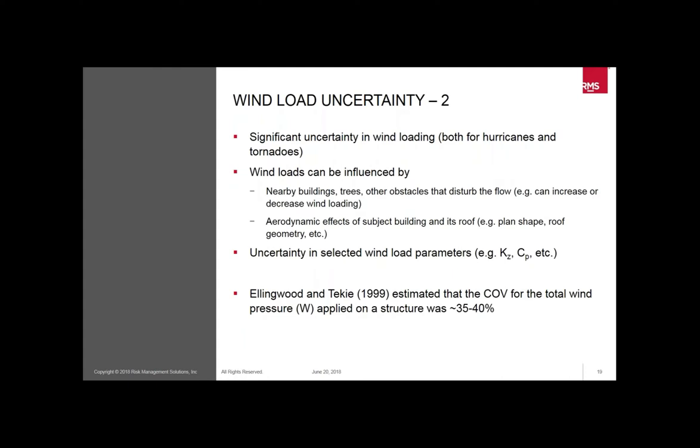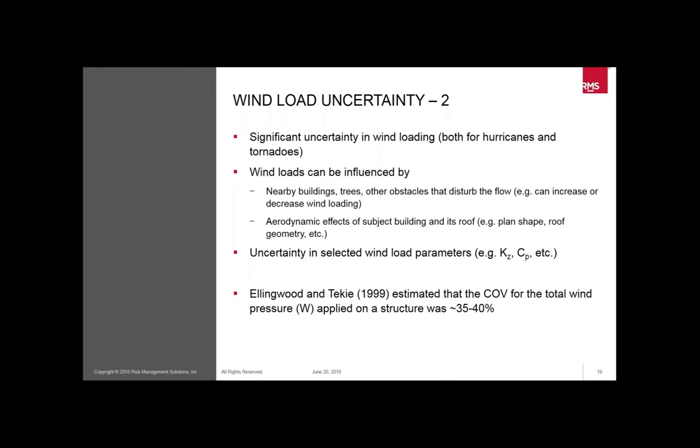And so where does this uncertainty come from? Some of it comes from just the overall gustiness of the wind, right? The wind doesn't blow at a constant speed, right? It varies with time. It can vary pretty dramatically with time. And so nearby buildings, nearby trees, other obstacles can disturb the flow around a building, and sometimes it can increase it, sometimes it can decrease it. The aerodynamic effects of a structure itself: does it have sharp corners, does it have rounded corners, does it have a flat roof versus more like a hip roof, which is a little more aerodynamic? Even the overall plan shape, is it just a square, is it an L-shaped, and so forth, right?